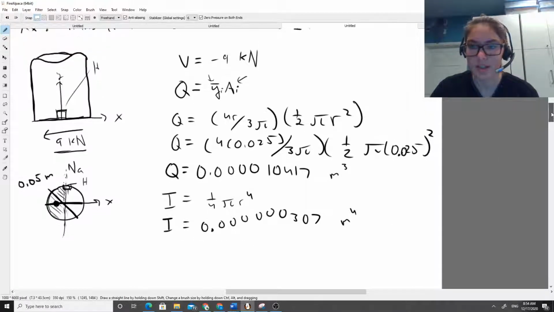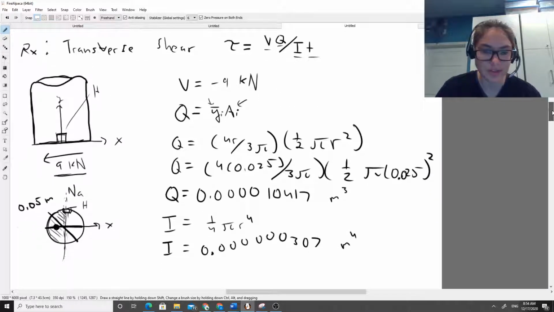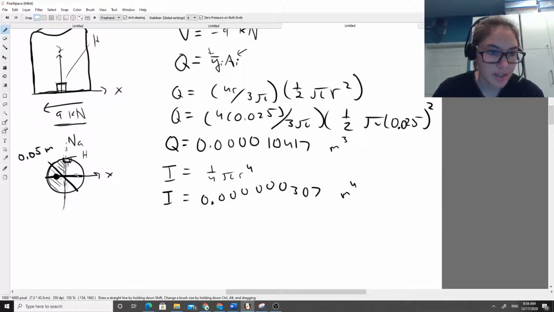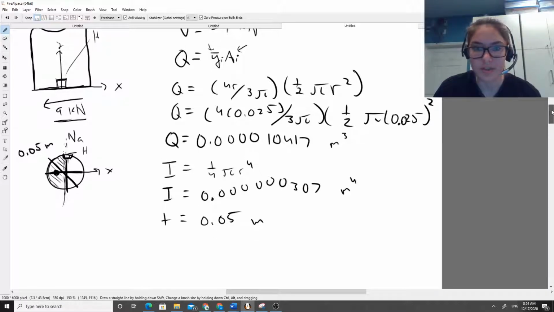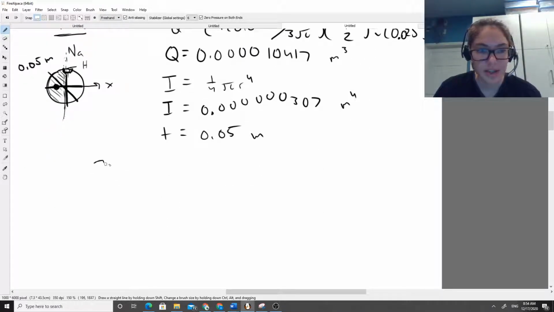And lastly, we're looking at the thickness of the geometric shape at the point of interest. Since we're looking at the thickness parallel to the neutral axis, that's just going to be the diameter. So t is just going to be equal to 0.05 meters. And we'll plug all those values into our original equation of VQ divided by IT. So we're going to say tau.